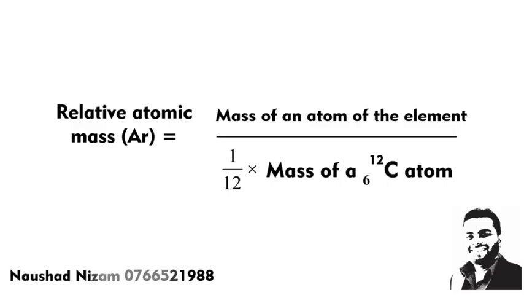Take one carbon, the mass of this one carbon, divide it by 12, and that is the model or the atomic mass unit. Out of it, you are going to see how many times larger the mass is. So take the mass of an atom, divide it by 1/12 of the mass of the carbon atom, that is the carbon-12 isotope. Similarly, you can find the relative molecular mass.